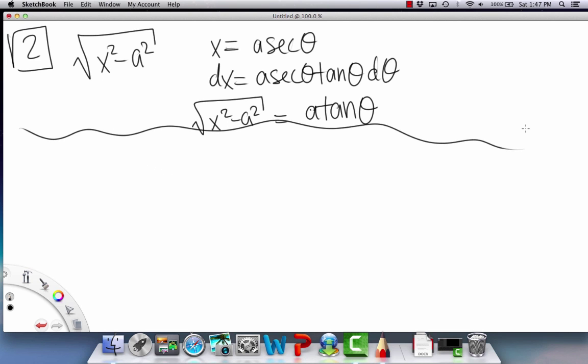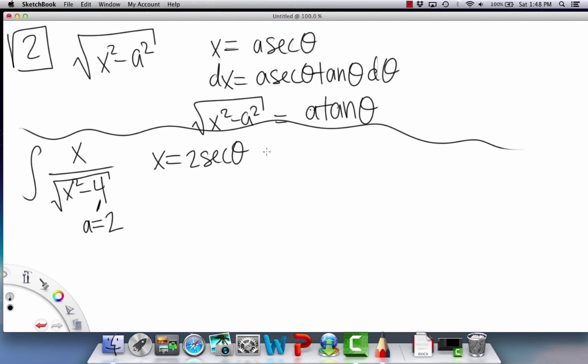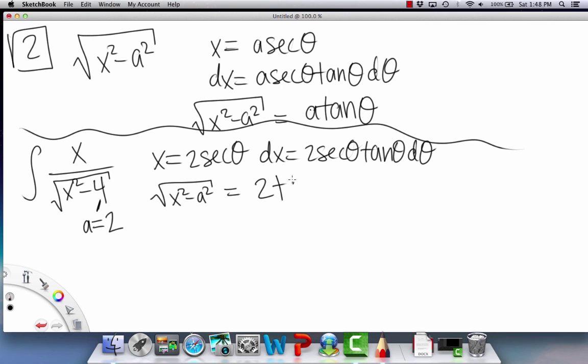Okay, so let's do a quick problem for this one, just to show you again. So let's say we have x over the square root of x squared minus 4. So as you can see, the x comes first and the a comes last. So our a in this case, what squared equals 4? That would be 2. Okay, so our mini formulas here would be plugging in the 2, so we get x equals 2 secant theta. Our dx is now 2 secant theta tangent theta d theta. And our square root, x squared minus a squared, is equal to 2 tangent theta.